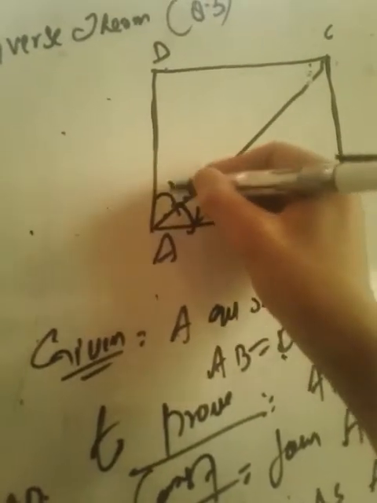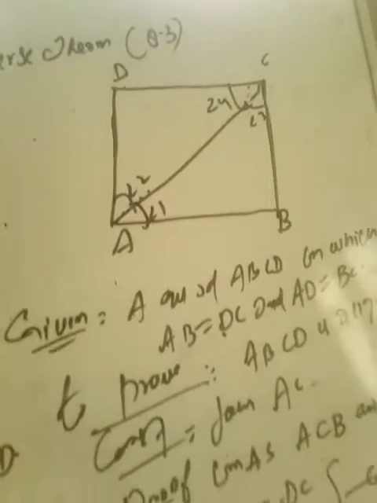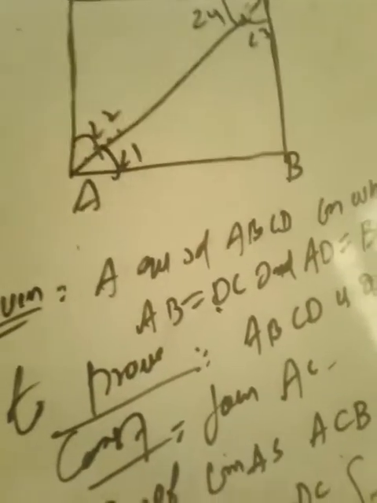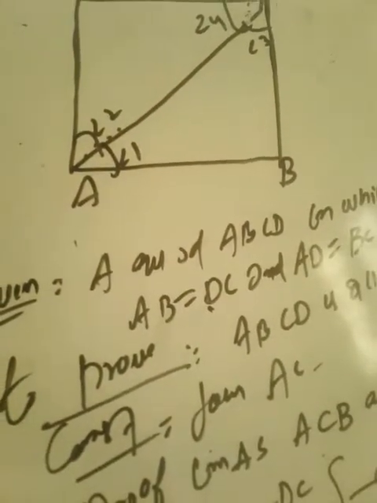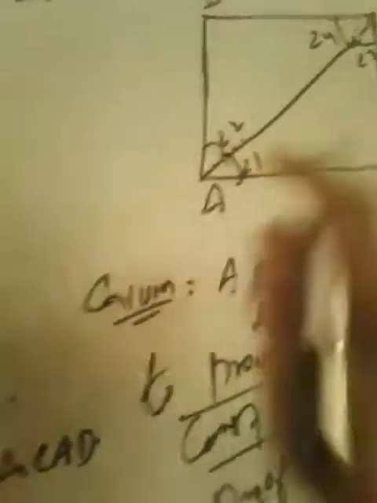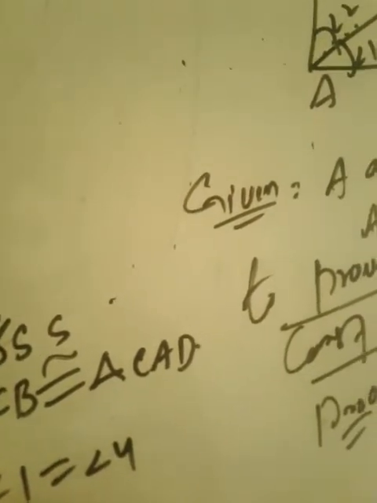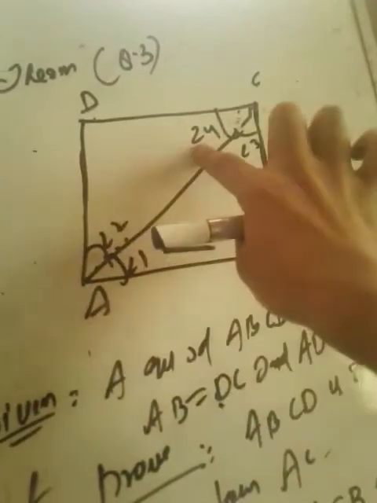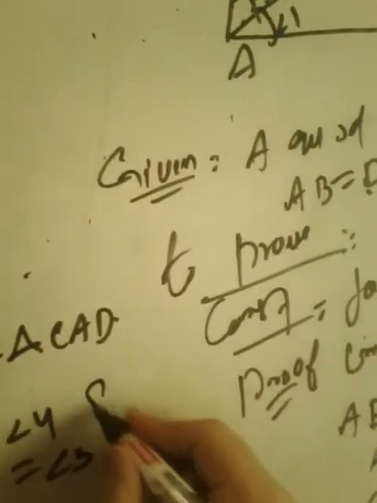Let us give the numbers here: angle 1, angle 2, angle 3, angle 4. When two triangles are congruent, what happens to the corresponding parts? Corresponding angles are equal, corresponding sides are equal. So therefore angle 1 equals angle 4, angle 2 equals angle 3. Why? Because of CPCT.